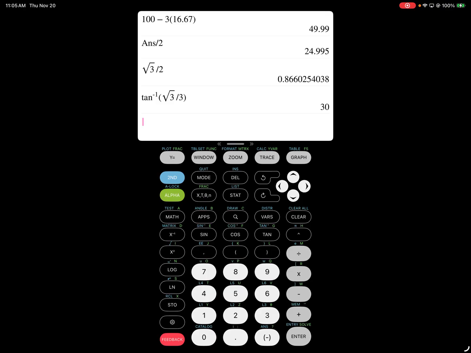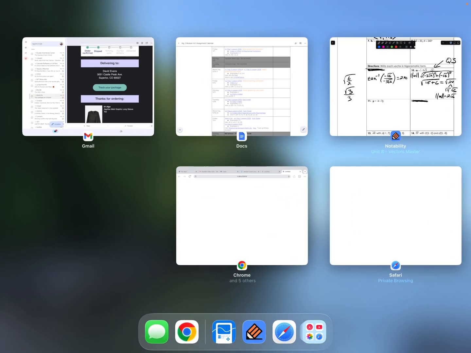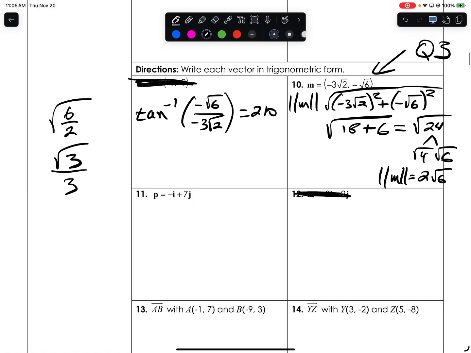Okay? So if you do it in your calculator and you don't end up in the right quadrant, right? Sometimes you got to add 360. Sometimes you got to add 180 to get it into the proper quadrant. So all that stuff will happen, right? So 210. Now what do I do?